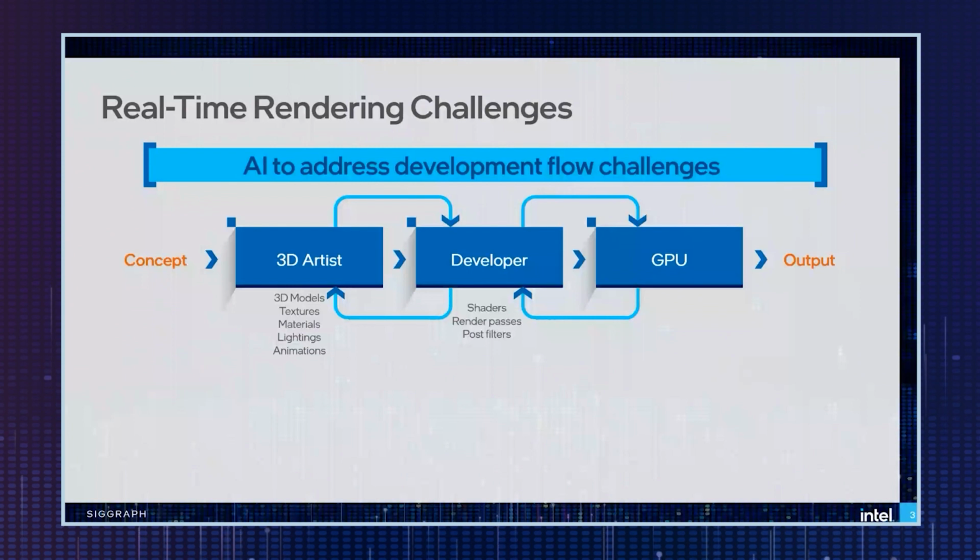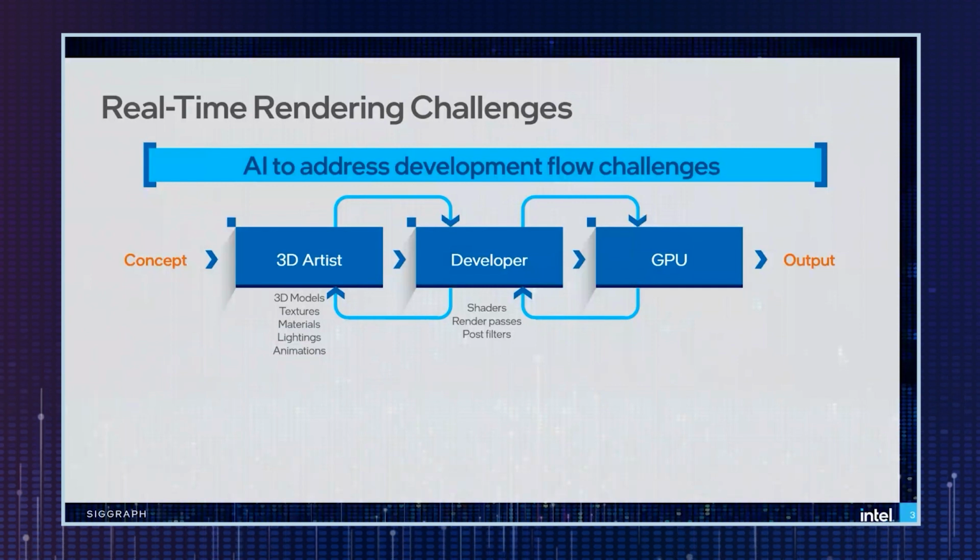The diagram shows the differences between 3D artists and developers during a game development workflow. For example, in a typical game development workflow, the 3D artist is responsible for developing the 3D models, textures, materials, lighting, animations, and all the assets for the game. And these get transferred to the developer, where the developer takes those assets and then integrates that into a game engine and develops custom shaders, render passes, and post filters. And this is an iterative loop between the 3D artist and developer.